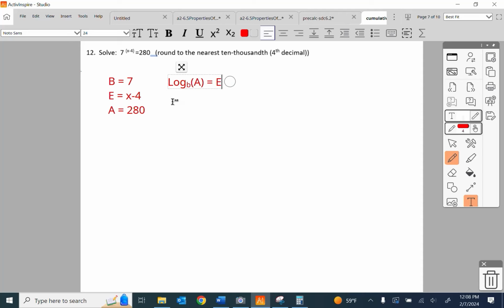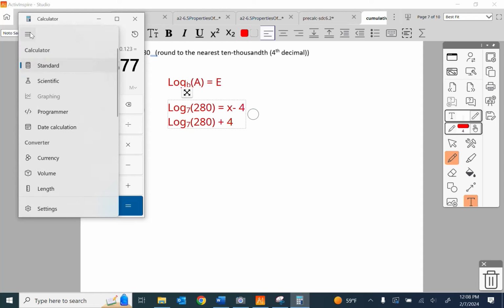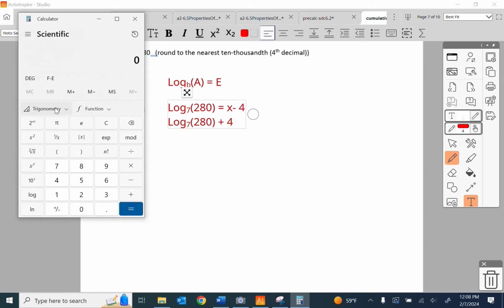Log is bay. So I have a log whose base is 7, whose argument is 280, and it has to equal x minus 4. Now I'm going to do some stuff here. I'm just going to move that 4 on over. I'm going to make it positive. And even your calculators at home have a log key. This is the one on the PC. I'm just going to switch over to scientific mode.